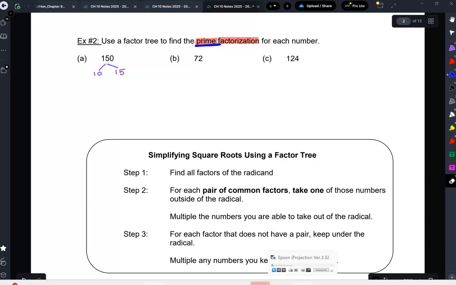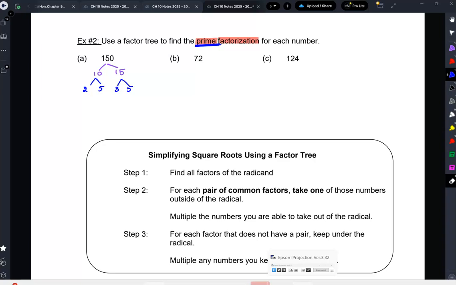What do you divide 10 by? 2 and 5. Are 2 and 5 prime numbers? So I can stop. What about 15? What can I divide by? Those are prime numbers, so I stop.